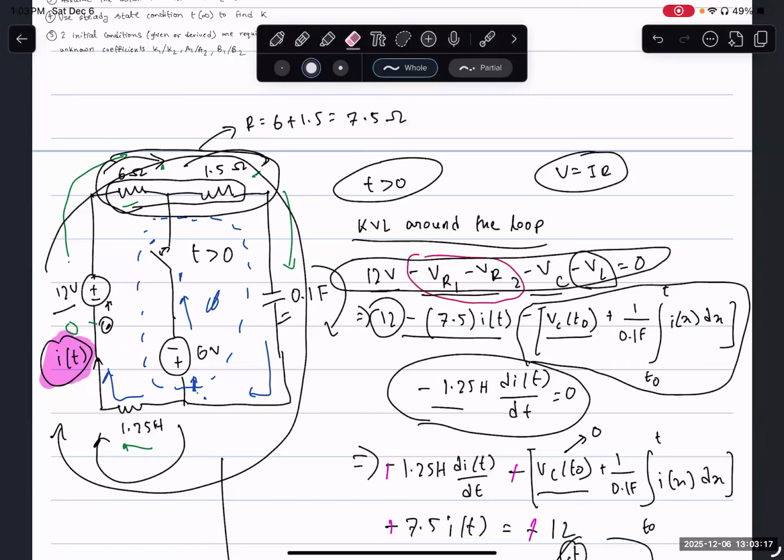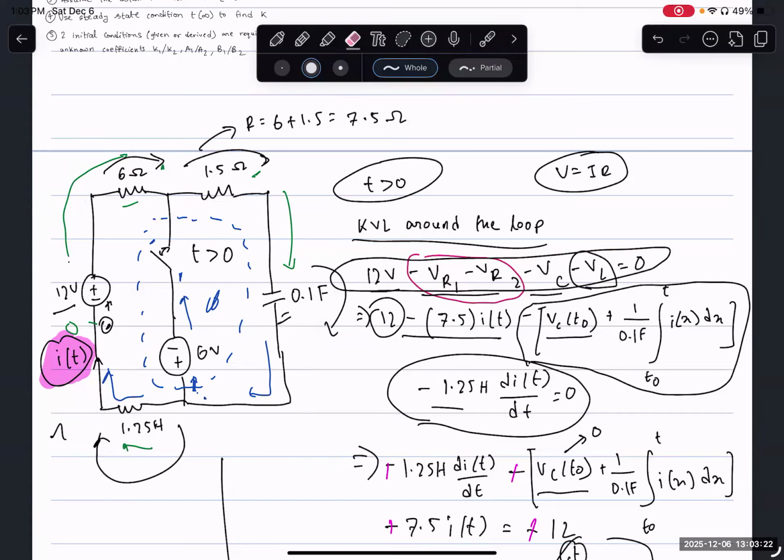So it looks a bit messy, but the question here was, you have the circuit here, which has a 12 volts voltage supply, a 6 volts voltage supply here, a 1.25 Henry inductor here, 0.1 farad capacitor here, 6 ohms resistor here, and a 1.5 ohms resistor here.